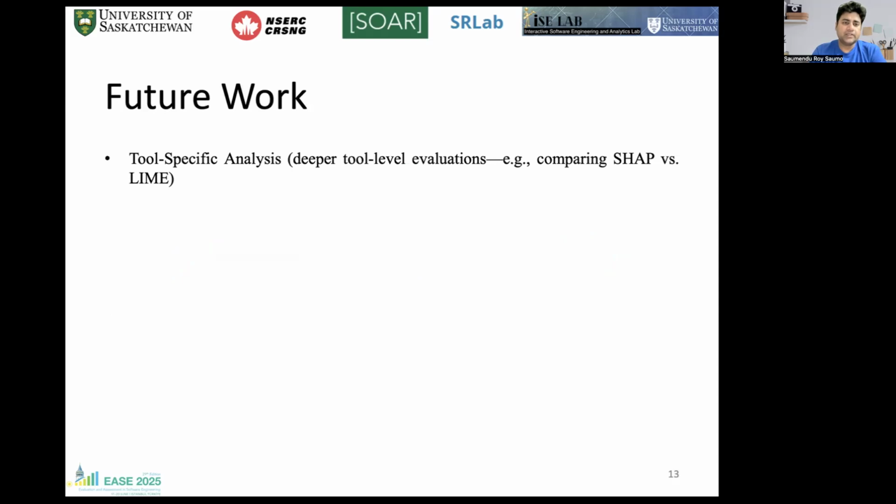So, the future work. In our plan, we want to do tool-specific analysis for deeper tool-level evaluation, like comparing SHAP and LIME breakdown. That means we want to compare with other techniques. And we want to do cross-platform insights, like GitHub issues, Reddit, or tool-specific forums. Here we have done only Stack Overflow, so in future, we want to extend our work to other platforms.